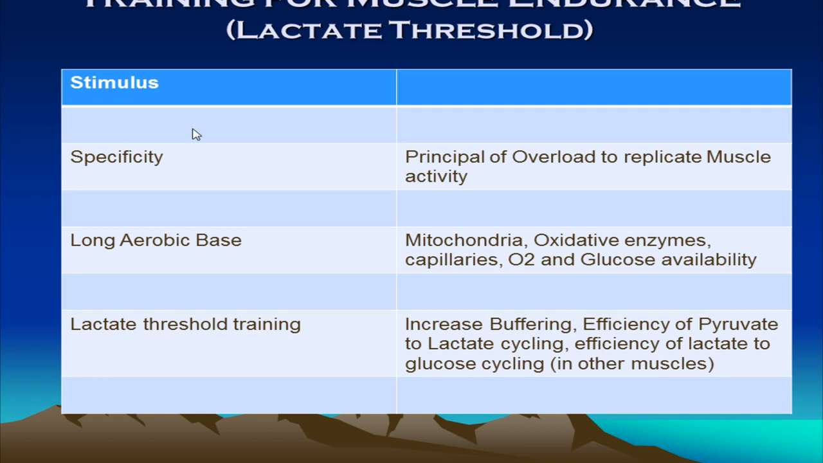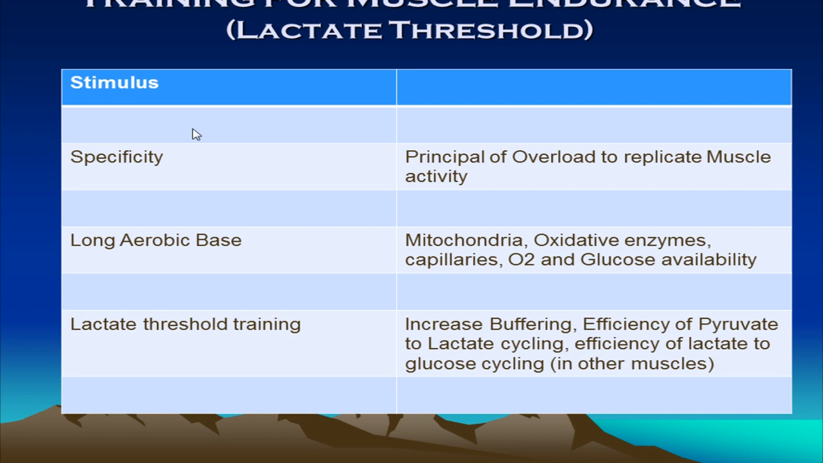If you lift a weight that the muscles aren't used to lifting, eventually it becomes used to doing it because it supercompensates. And that's the principle of overload. Well, we want the principle of overload to replicate the muscle activity so that the same muscle fibers are being used in the same way that you will in performance.